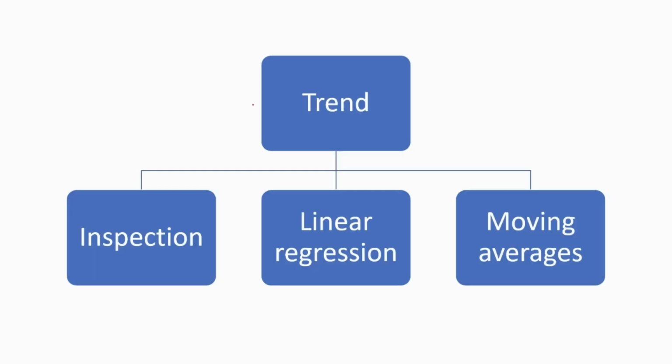Now let's talk about the first step, which is to find the trend. We can find the trend for time series analysis by each of these methods. The first method is inspection. The second method is linear regression. The third is the moving averages method.